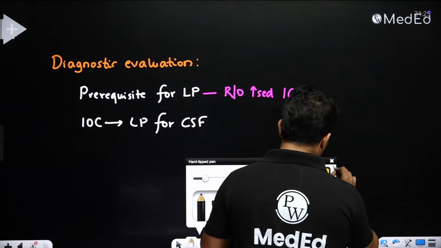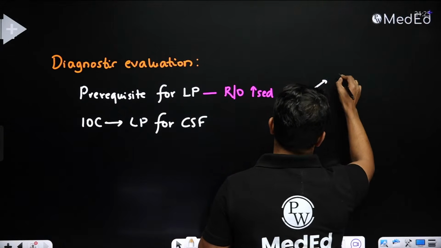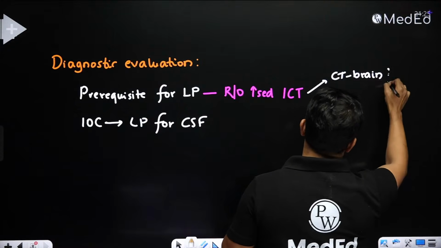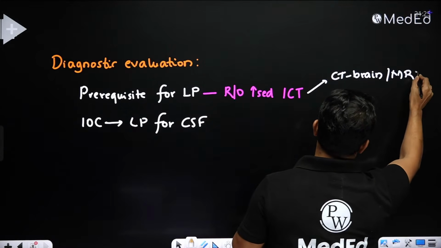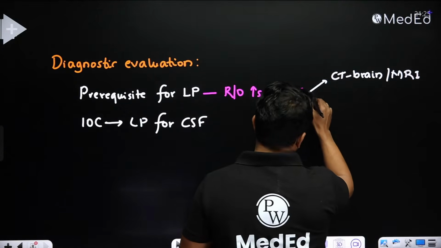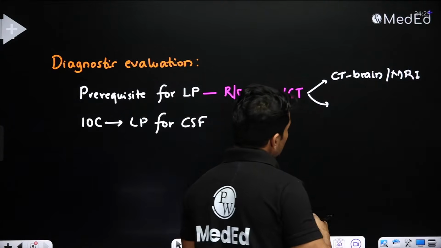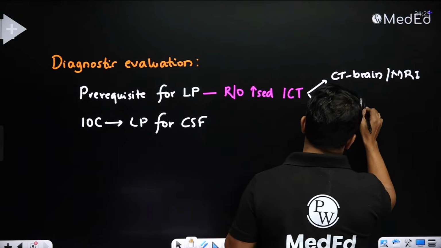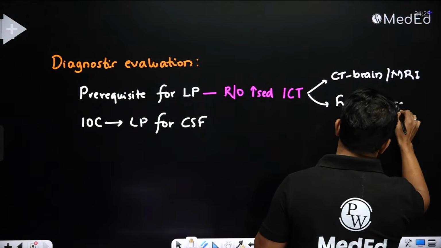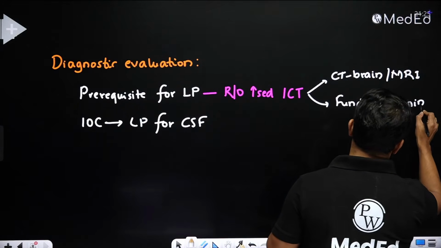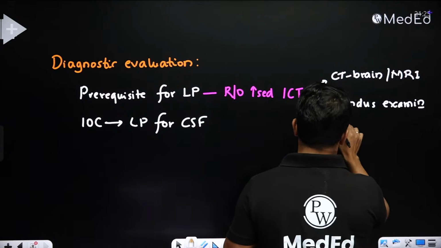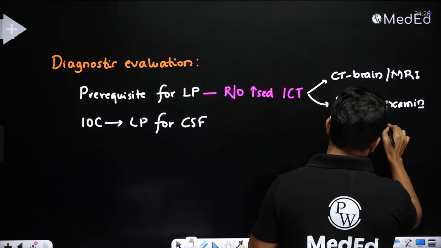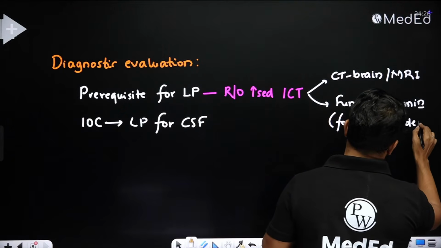The preferred method is to do a CT scan of the brain, CT brain or MRI brain. If that is not readily available, the alternate thing I can do is fundus examination for papilledema. If there is raised intracranial tension, there may be papilledema, or optic disc edema, as we call it.